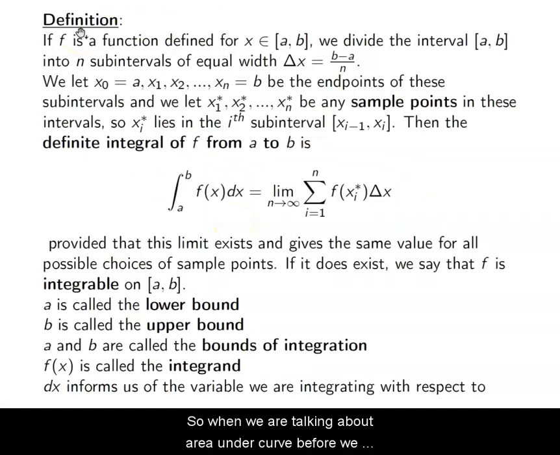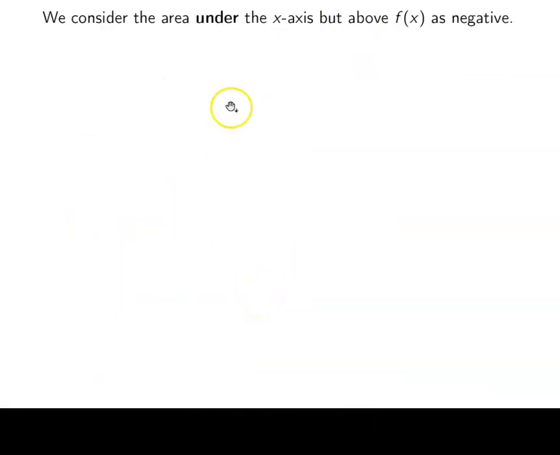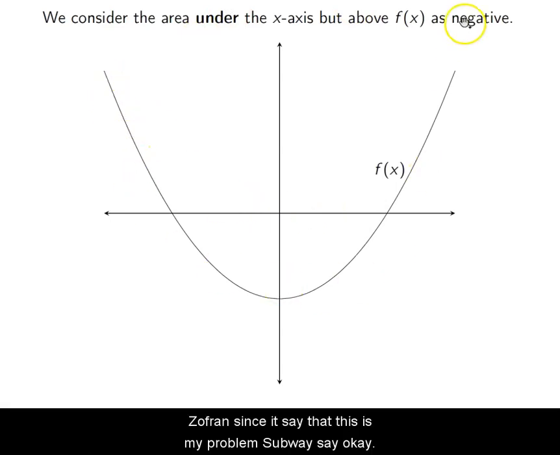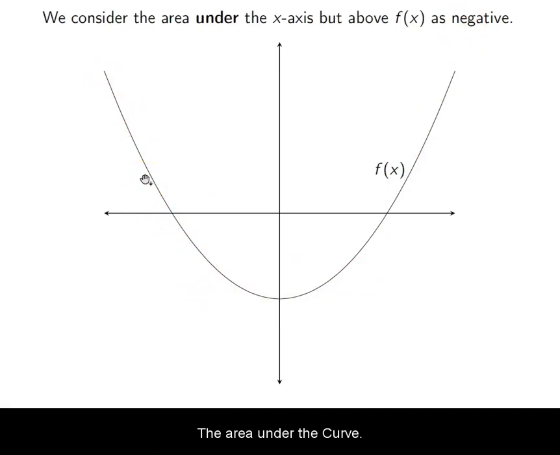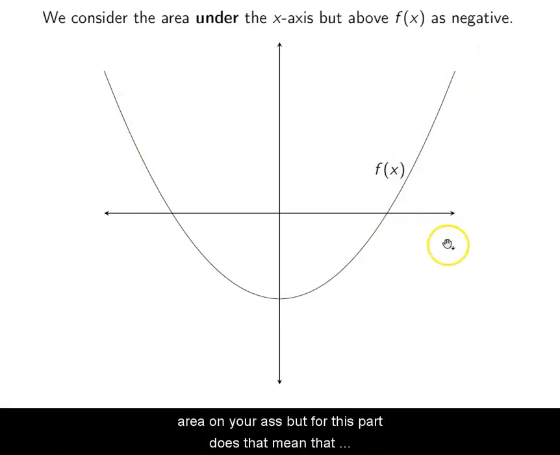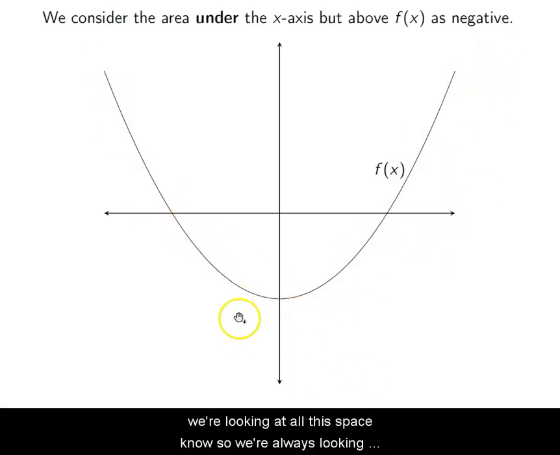So when we are talking about area under a curve, before we just used this rectangle approximation. However, when we're actually considering it, anything that's above the x-axis and below the curve is positive, and anything that is between the function and below the x-axis is negative. So for instance, let's say that this is my parabola. If we say the area under the curve, well, we know that this is the area under f and that this is the area under f. But for this part, does that mean that we're looking at all of this space? No. We're always looking at the area between the x-axis and my function, right?